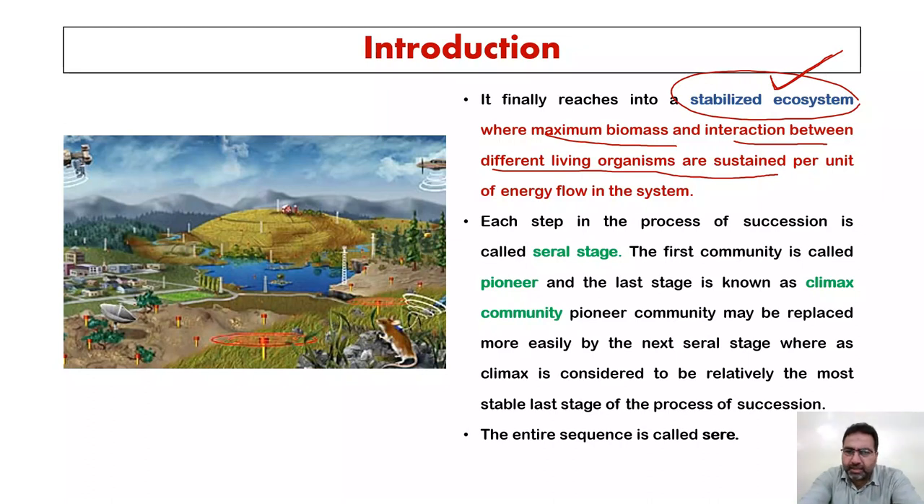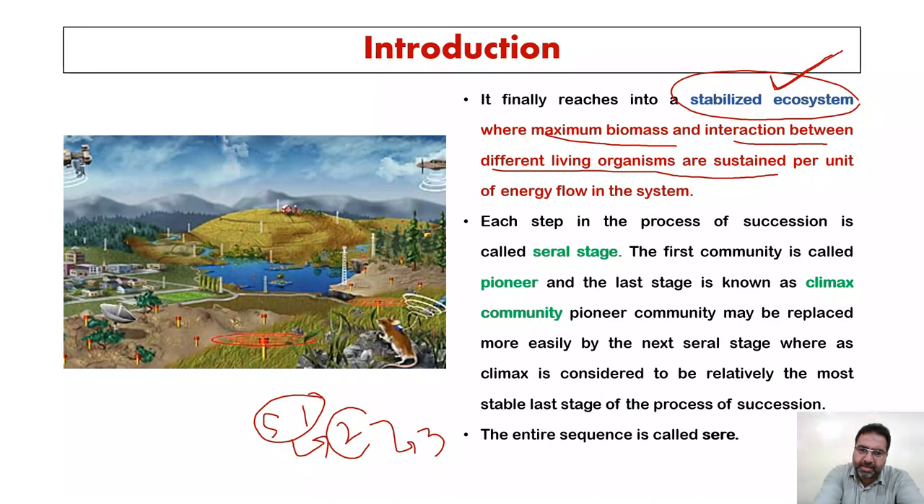And each step in the process of succession, step one being followed by step two being followed by step three: this is the simple community, this is a more complex community, and this is more complex than the second. So each step is a process of succession, and every stage is called a serial stage. This is one serial stage, this is the second serial stage, and this is the third serial stage.